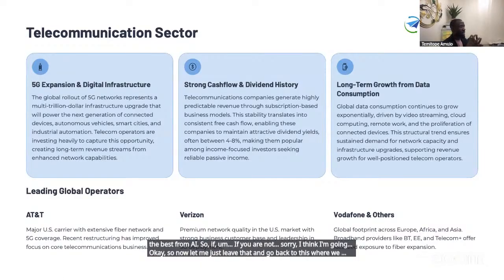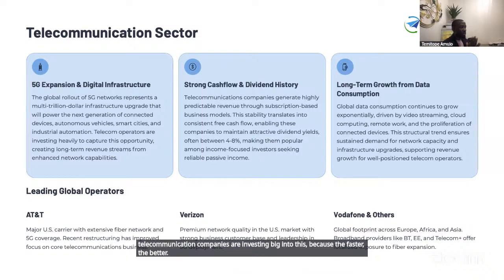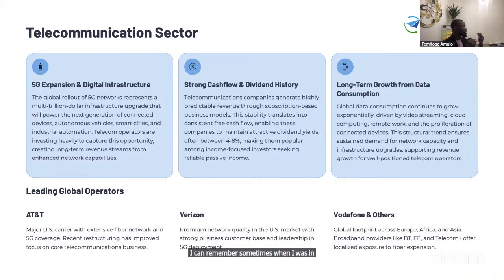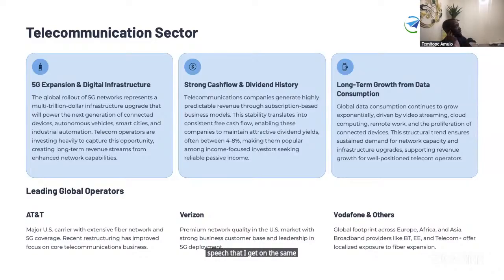So 5G is now expanding, and a lot of organizations, a lot of telecommunication companies are investing big into this because the faster the better. I can remember when I was in Lagos and I was using, is it 4G MTN, and I wasn't feeling the kind of speed that I get on the same phone that I use in the UK that is 5G. So what this is telling us is that investment is going into telecommunication expansion, and 5G network and other digital infrastructure is what is coming now.